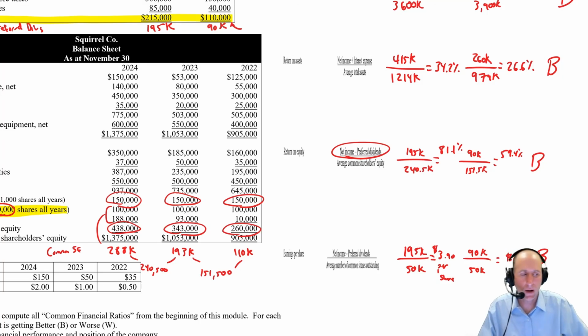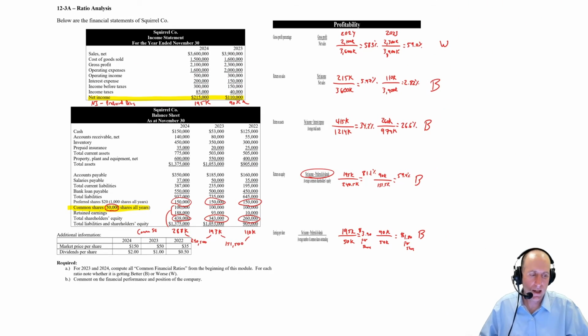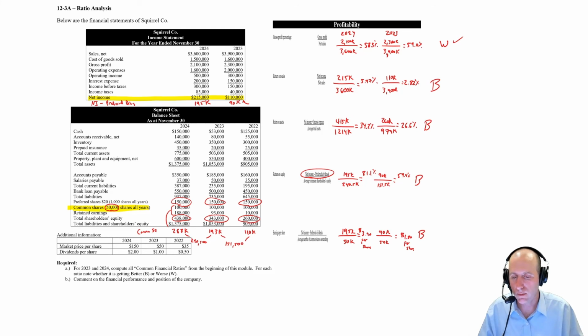So when I look at profitability, taking a look at the big picture, this is a good news income statement, right? This is a good news profitability ratio situation. This is significantly better year over year. The only one that was worse was gross profit, and that was marginal. So the profitability of this company is unquestionably better.